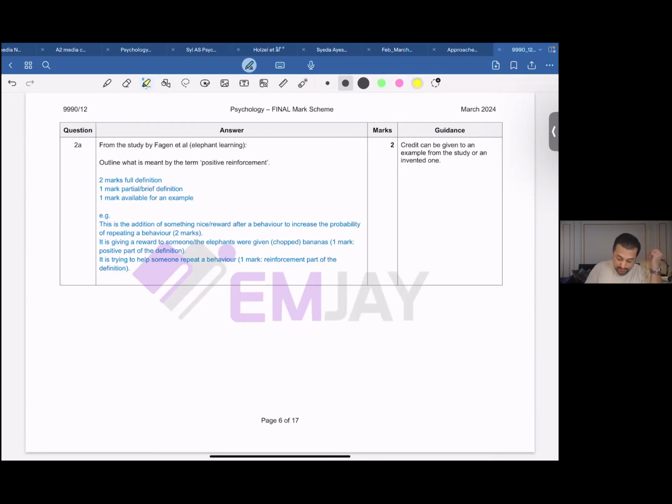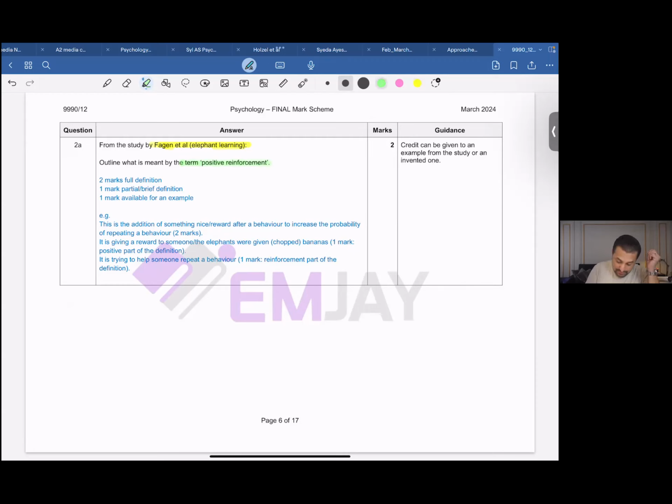Moving on, question number 2, as I see this question is on Fagan et al. Okay, one more thing. Let me remind you, you do not get any choice. Psychology paper 1, paper 2, you do not get any choice at all. So from the study by Fagan et al., Elephant Learning, outline what is meant by the term positive reinforcement.